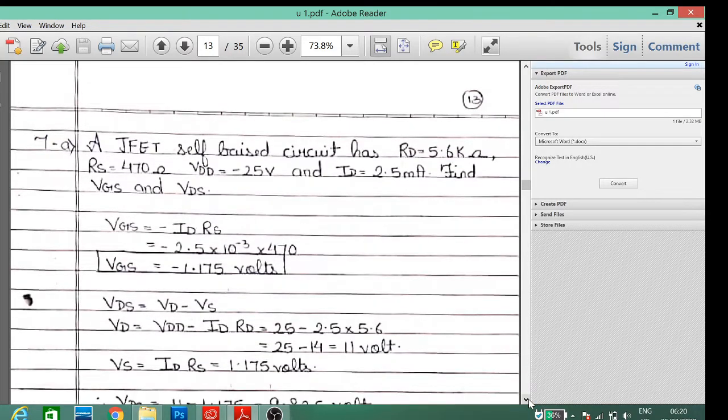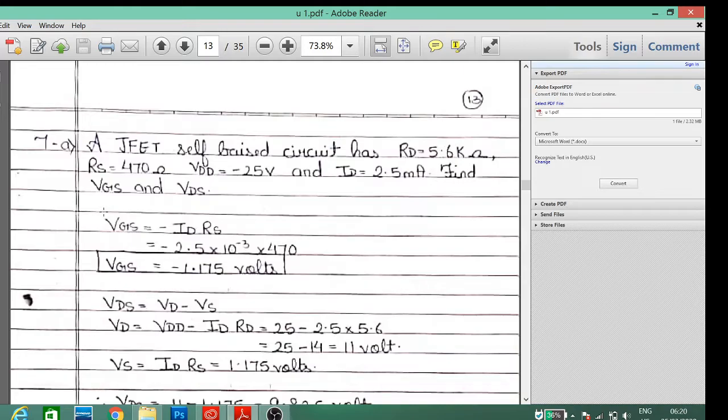Now here is a numerical problem. A self-biased circuit has RD 5.6 kilo ohms, RS 450 ohms, VDD 25 volts, ID 2.5 milliamps. Find the VGS and VDS.